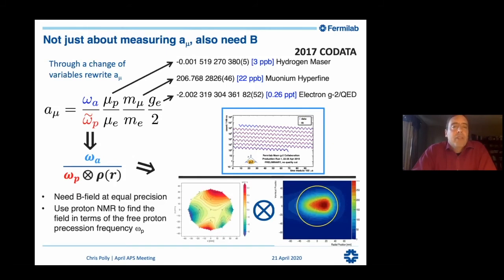So as I mentioned before, it's not just about measuring a_mu, we also need to know the magnetic field. Through a change of variables, you can rewrite the equation that I showed you before in terms of the free proton precession frequency omega_p and some other fundamental constants. Those fundamental constants we're able to take from CODATA. They're all determined much more precisely than we need, since our overall goal for the experiment is 140 parts per billion precision on the measurement of a_mu. So at the end of the day, what we need to do is measure the omega_a frequency, map the magnetic field very precisely, and convolve it with the distribution of muons in the storage ring that are sampling that magnetic field.